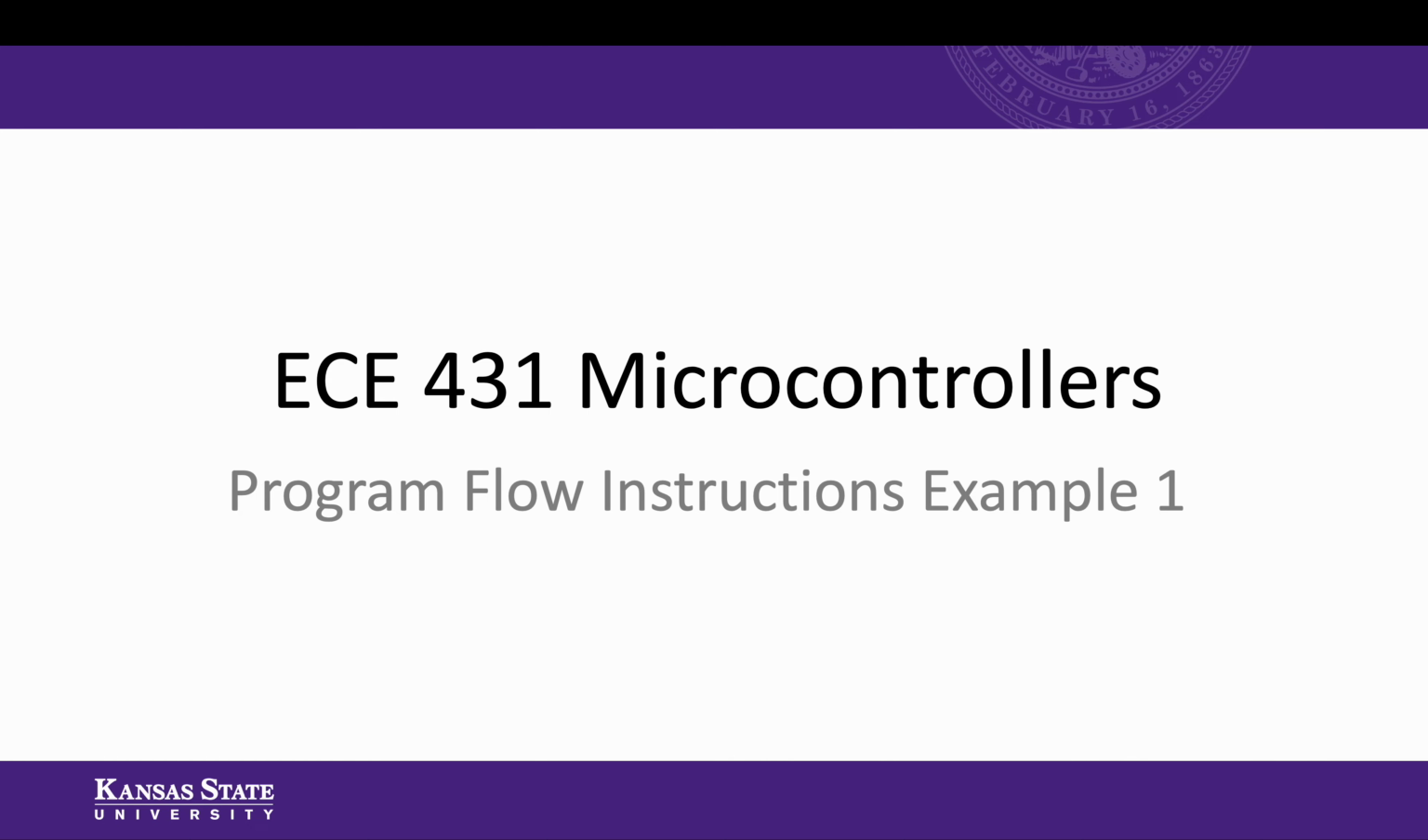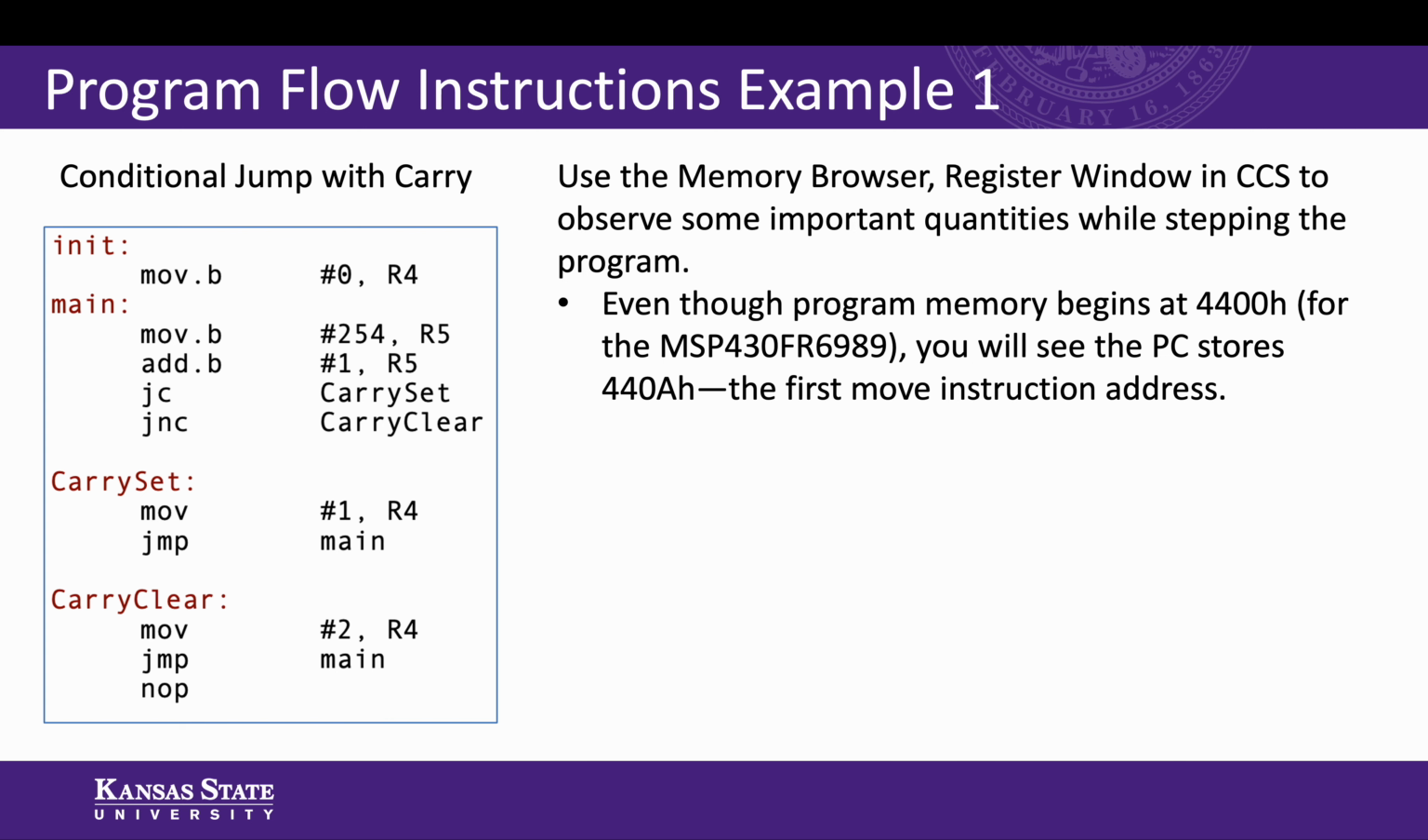Welcome back. We're talking about assembly language programming in the context of microcontrollers, and in this video we're going to look at a program flow instruction example. This example is going to use a conditional jump with the carry status bit C. You might want to run this in CCS and step it through as we go. I'm choosing not to in this example video, just to keep the slides flowing and keep the video brief, so I don't have to type anything in.